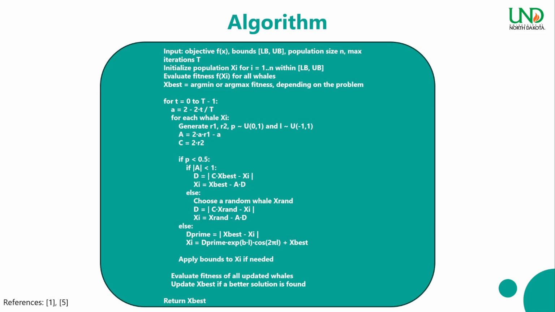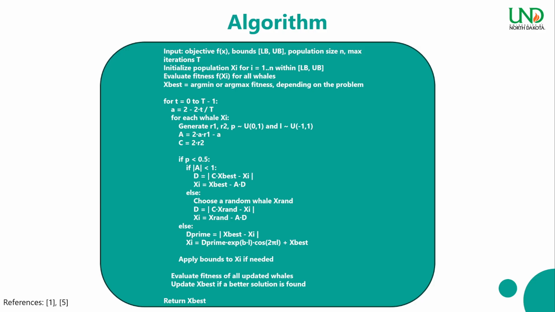So this is the full algorithm. I'm not going to walk through it line by line, but instead I'll explain the whole flow as a whole. So we start by defining the problem. That includes the objective function, the bounds of the search space, the number of candidate solutions, and the number of iterations. And then we initialize the population of whales, which are just candidate solutions, and evaluate their fitness. The best one then becomes our current reference point, x best.